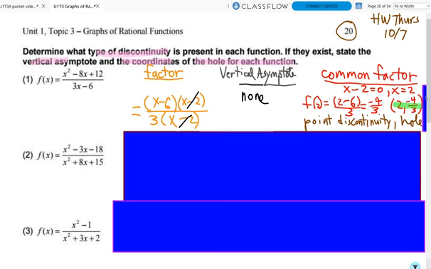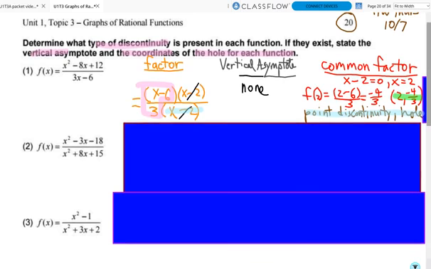And then to find the y value, I take the simplified version of the equation, which gets rid of plugging 2 into the denominator and making the denominator 0. So by plugging 2 into x minus 6 over 3, I get the y value to be negative 4 over 3. That is point discontinuity, and that's representing a hole.